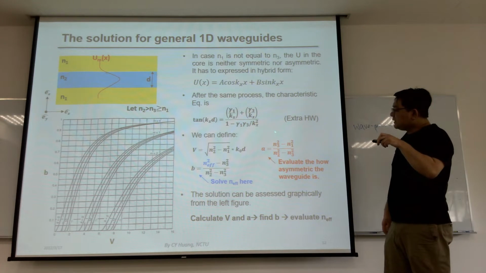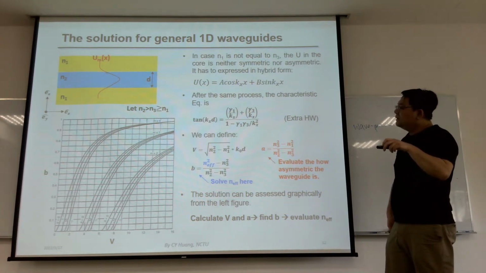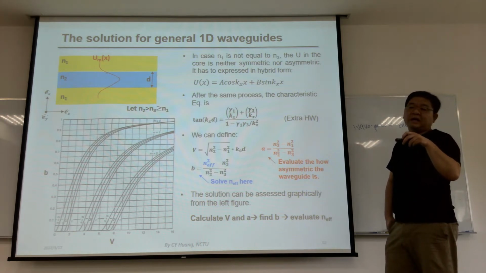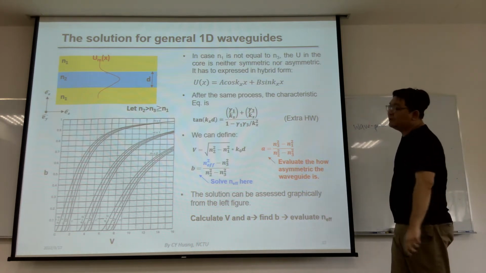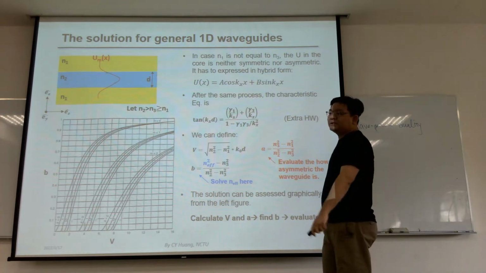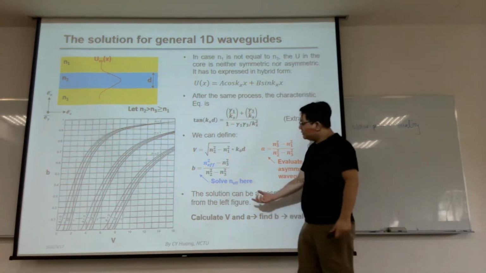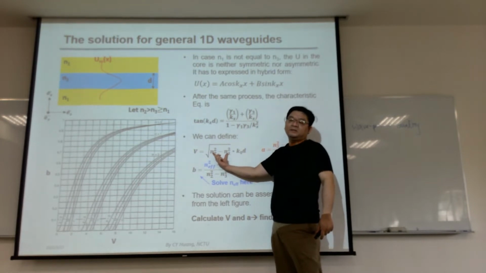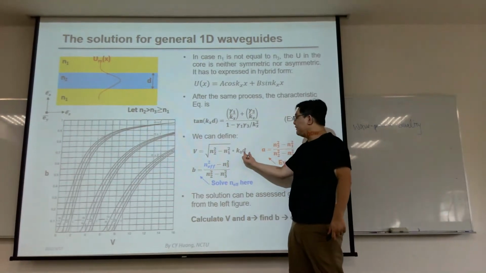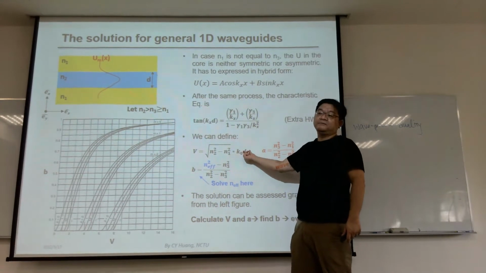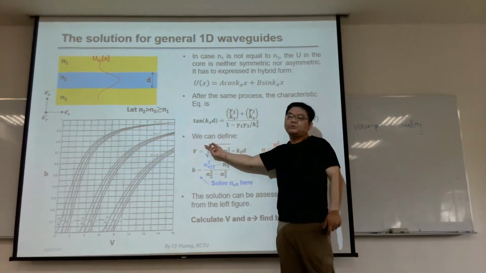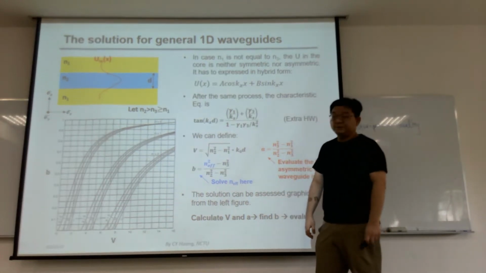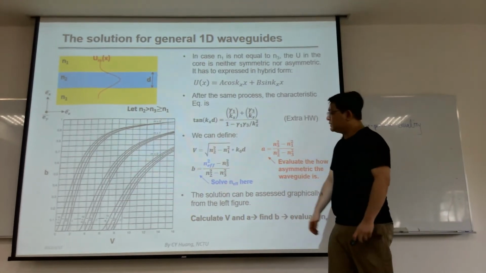Look, now we have the V as an indicator of how strong the waveguide is. What does a strong waveguide mean? That means you either have a very strong index difference between the layers, or the thickness is big enough. That means you have a stronger waveguide. If you have a strong waveguide, you have more solutions available.